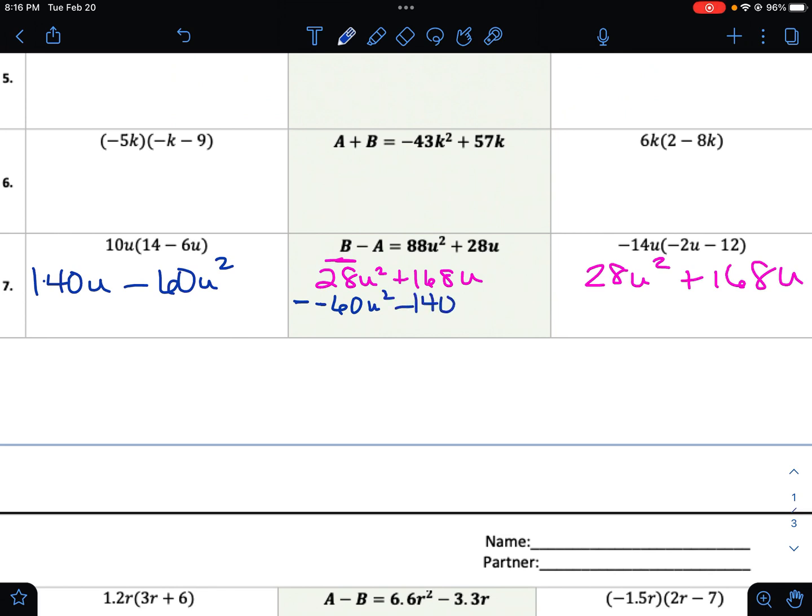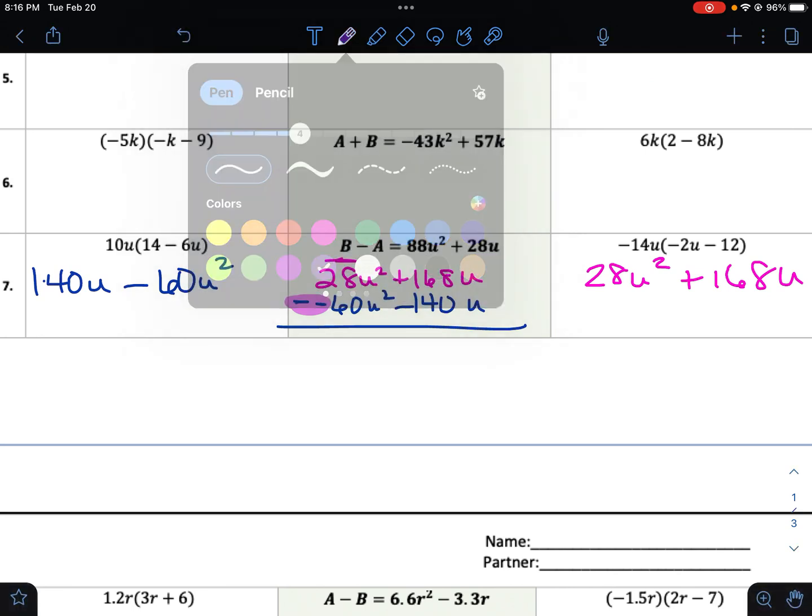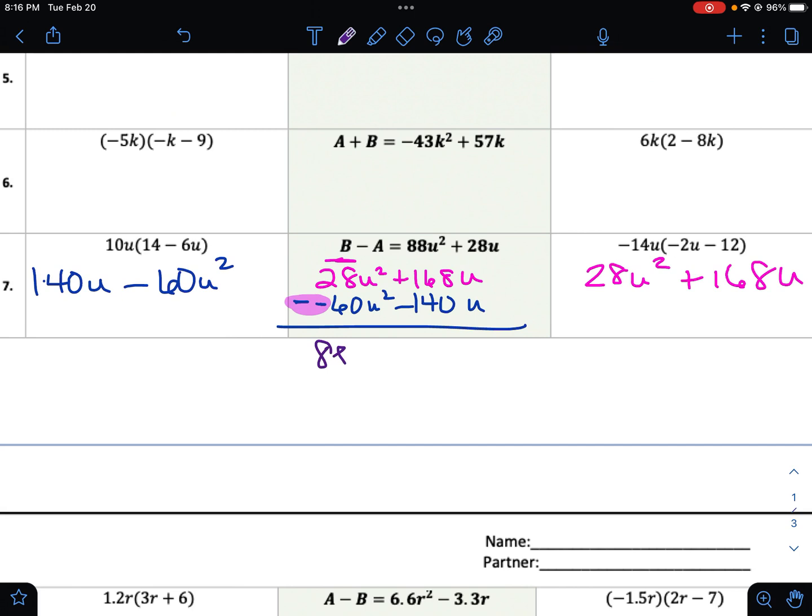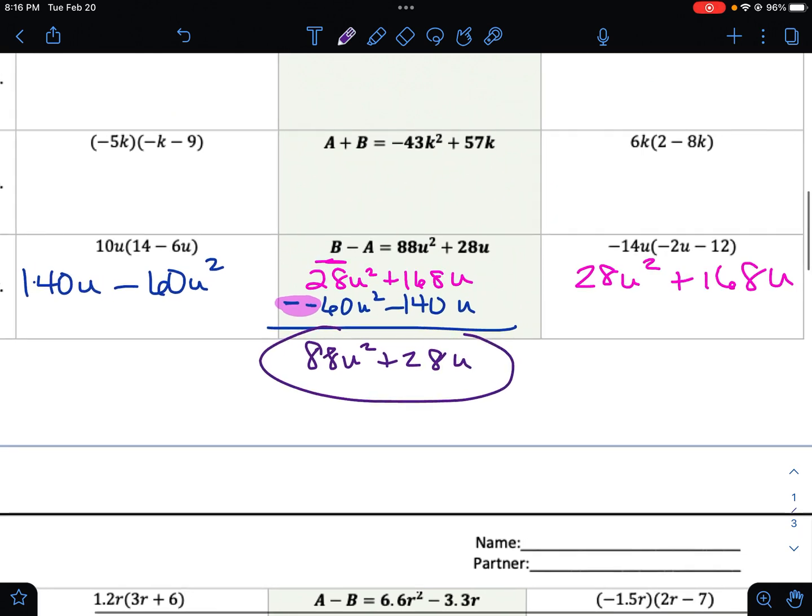And then subtract 140u. So right here, I should be smart enough to know that 2 negatives make a positive. So 60 plus 28 is going to give me a grand total of 88u squared. And 168 minus 140 is plus 28u. So again, I will have that.